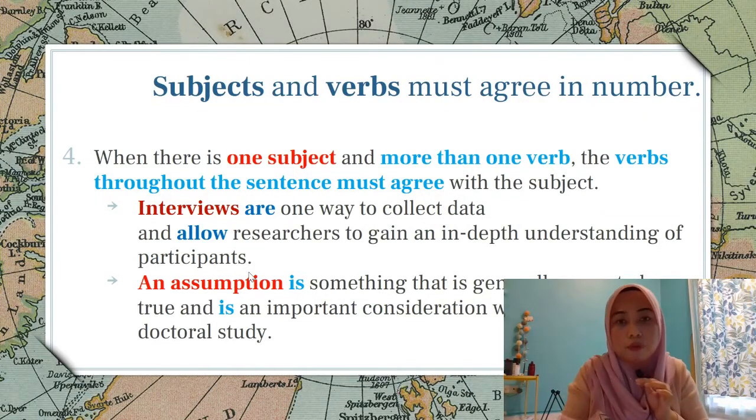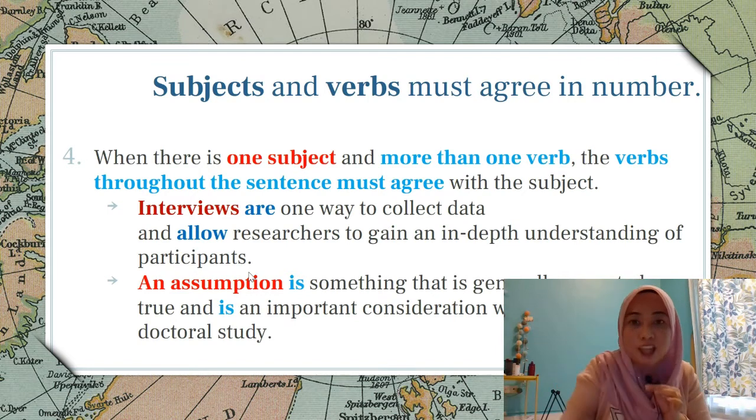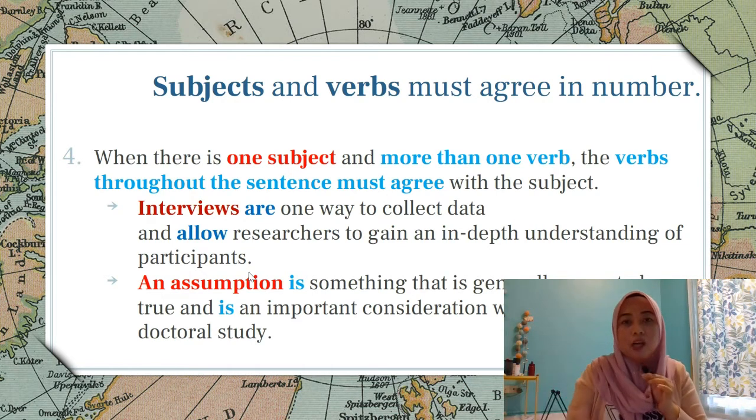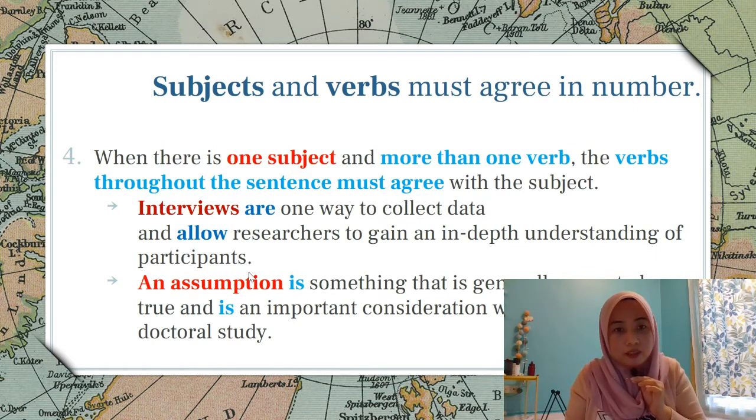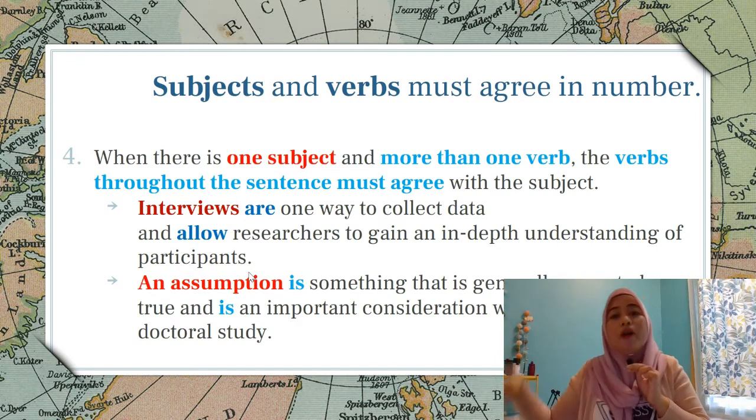Moving forward, our fourth rule right now. If you think that I'm going too fast, please do pause this video and go back again and repeat what I have said, or basically read back on the slides. Now the fourth rule is when you have one subject. Just now we had two subjects, am I right? Now we have one subject, but we have more than one verb.